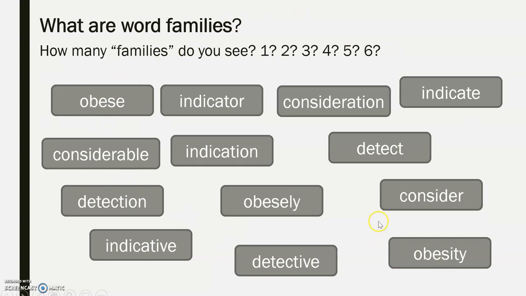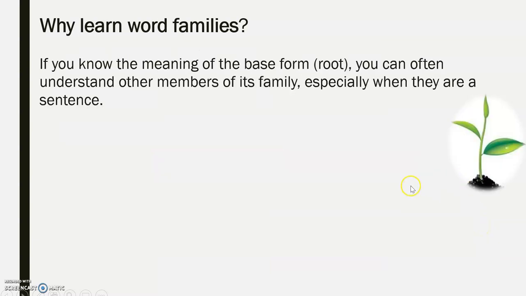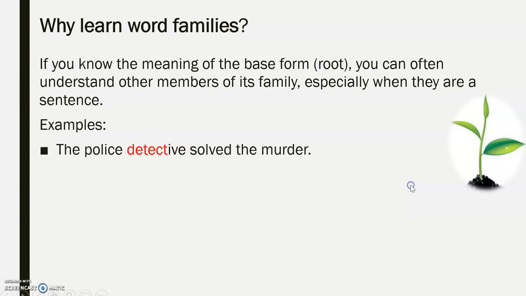So if we look here and we say, how many families do you see? I'm going to give you a couple of seconds to take a look and see if you can see one family, 2, 3, 4, 5, or 6. Okay, let's see how many families there are. Well, we can see 1, 2, 3, 4. Some of the families have 3 members, and some of the families have 4 members. So it's very helpful if you know the meaning of the base form. You can often understand the other members of its family.